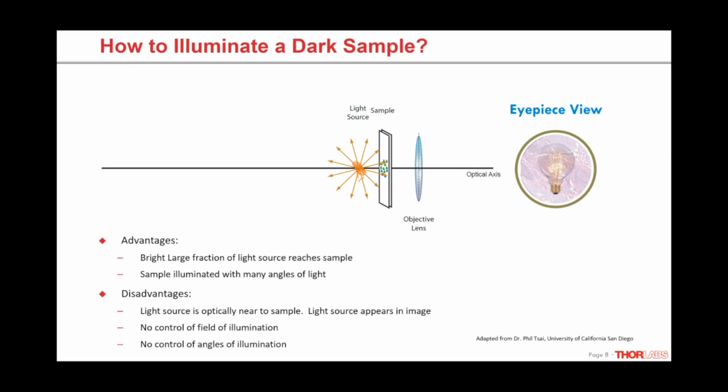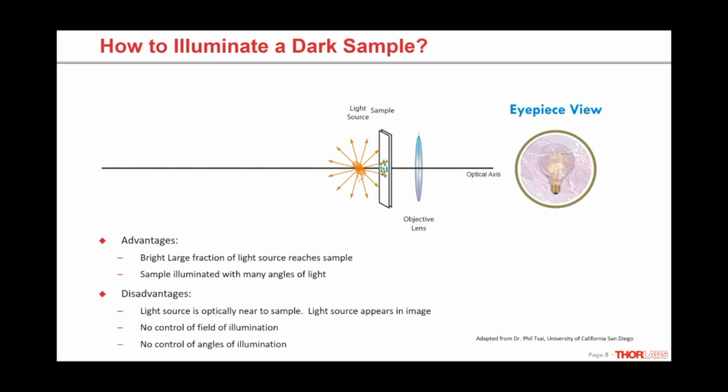So the fundamental goal of a transmitted light pathway is to light the sample. So how do you illuminate a dark sample? Well, the simplest way of illuminating a sample would be to put a light source directly behind the sample. This is advantageous in that a large fraction of light from the light source passes through the sample and is collected by the objective lens. In addition, many angles of light from the light source are passing through the sample to the objective lens, which, as we will see later, can improve your resolution.